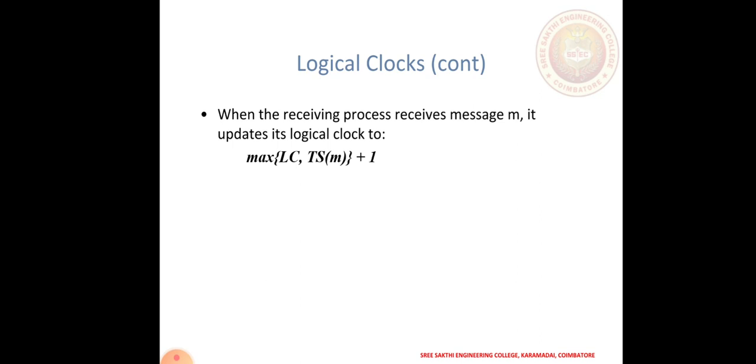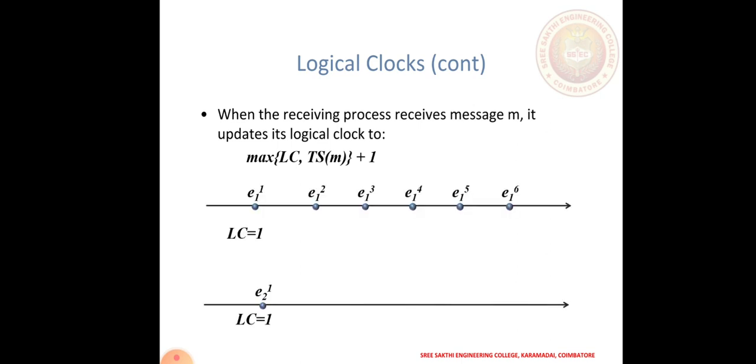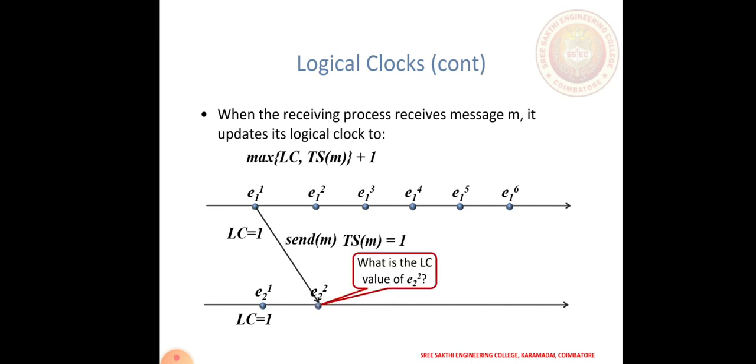When the receiving process receives the message M, it updates its logical clock. That is calculated using LC and the timestamp. The formula used here is the maximum of LC, timestamp, plus 1. That means once the event is scheduled, the timestamp is calculated. So E1 is sent with its timestamp value, and this wants to be a minimum compared to E2.